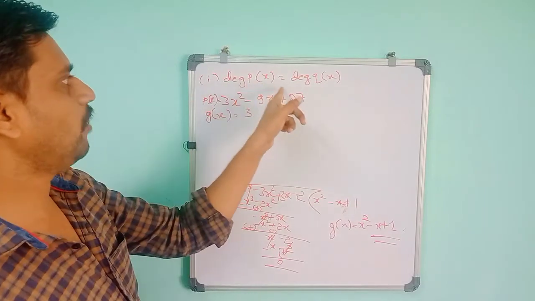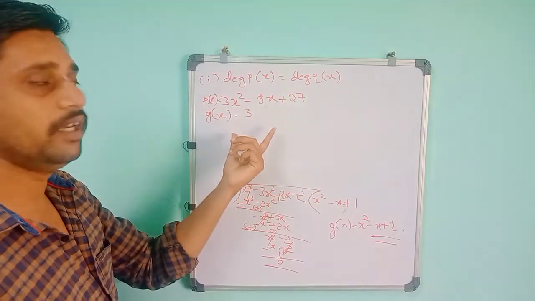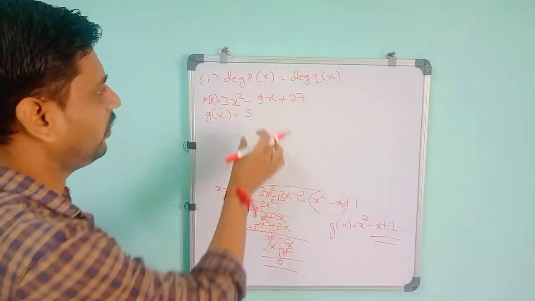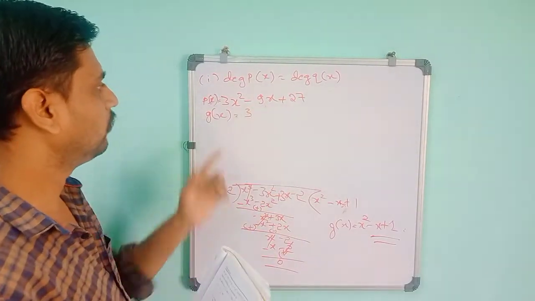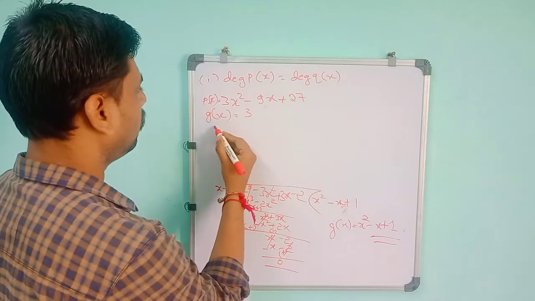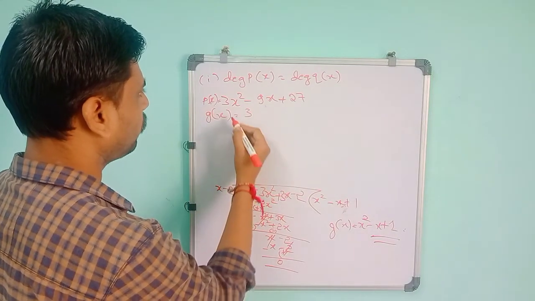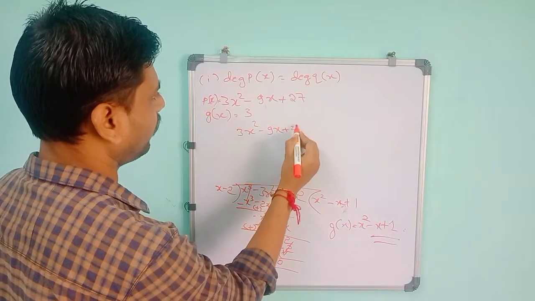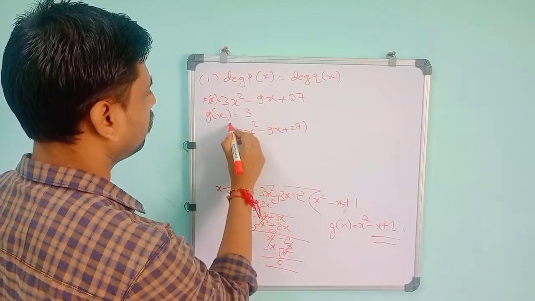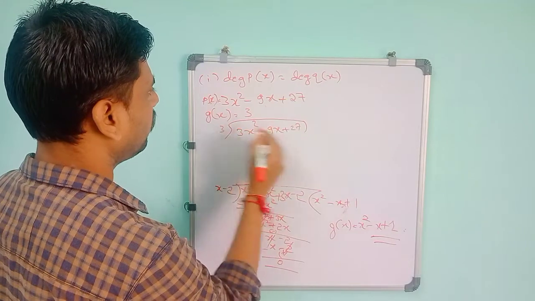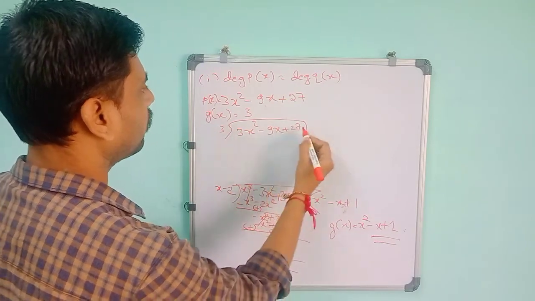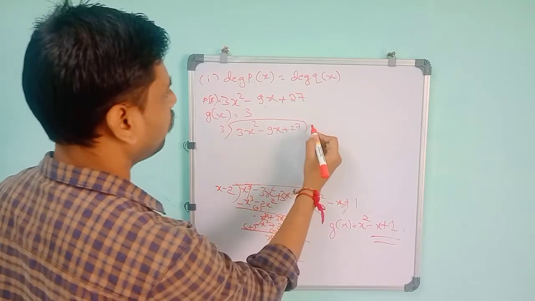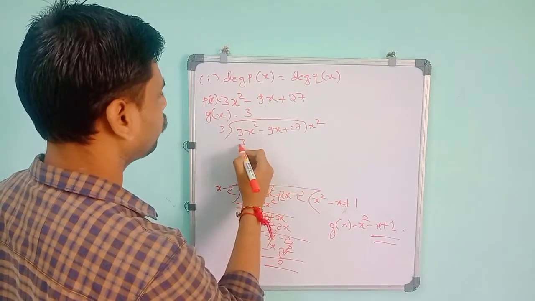So for degree of p of x and degree of q of x, when you divide by g of x, it should be only a constant number. So it should not contain any coefficient of x of that type. So 3 is there. So if you find q of x and r of x for this, 3x square minus 9x plus 27, divide it by 3. So 3 into here, 3 is there, to make 3x square, you have x square, so 3x square.